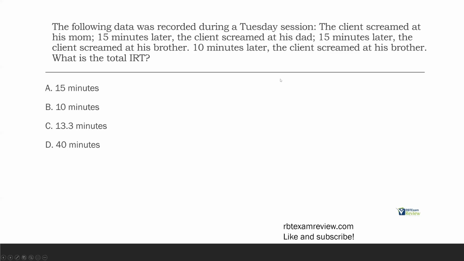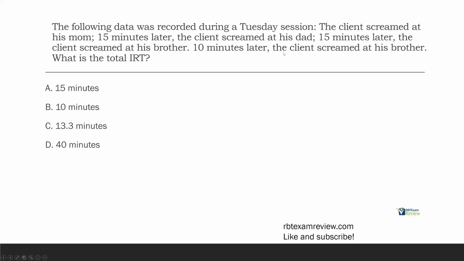So let's break it down. First behavior, client screamed at his mom. No IRT yet. 15 minutes later, client screamed at his dad. Okay, first IRT, 15 minutes. 15 minutes later, client screamed at his brother. Second IRT, 15 minutes. 10 minutes later, the client screamed at his brother. Third IRT, 10 minutes. If we're going to get to total, what are we doing? We add them up. 15 plus 15 is 30. 30 plus 10 is 40. 40 is our total IRT.